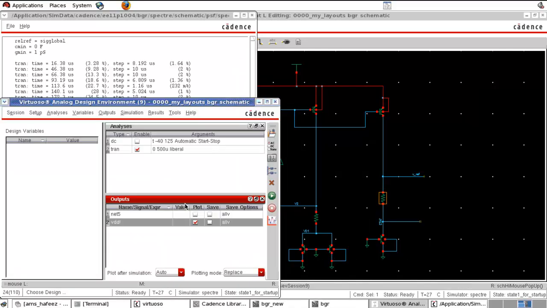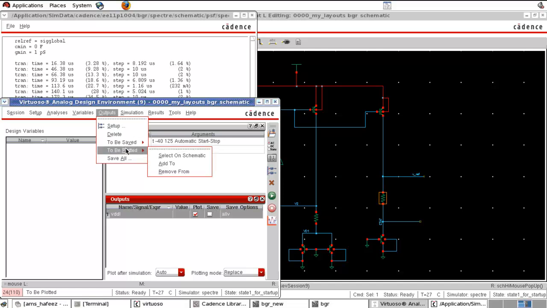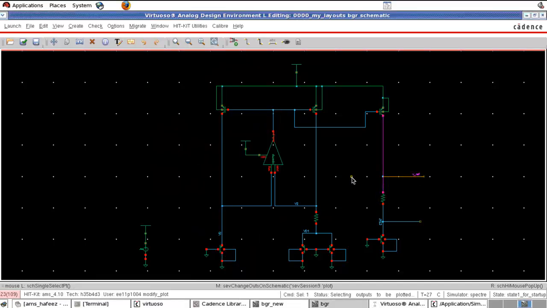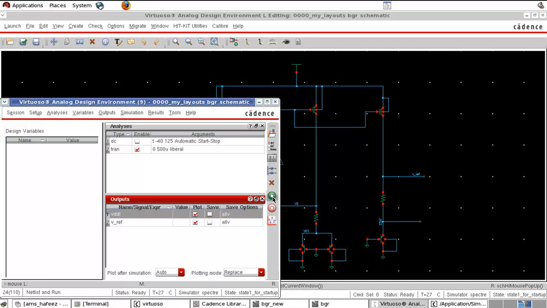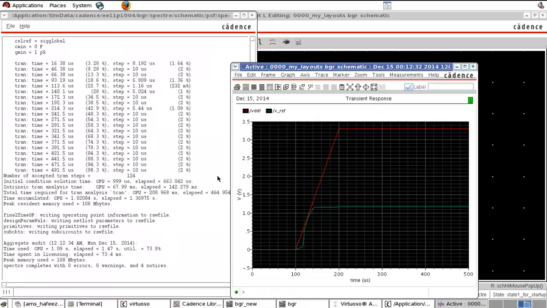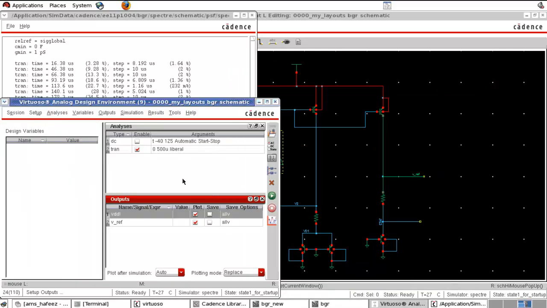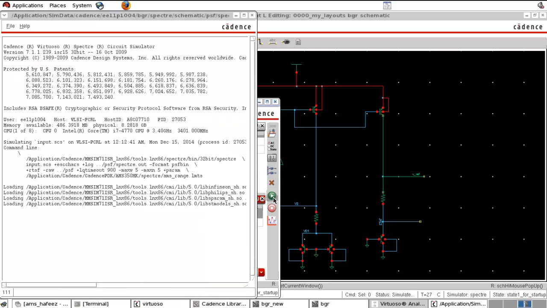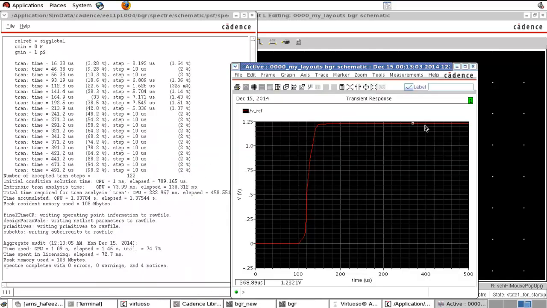Now let us check what about the reference voltage. So we need to plot the reference voltage. Output to be plotted, we need the reference voltage. So run the simulation again. We don't want to plot the VDD now. We are just interested in the reference voltage. Here you can see the reference voltage is coming to 1.2 volt without any startup circuit.